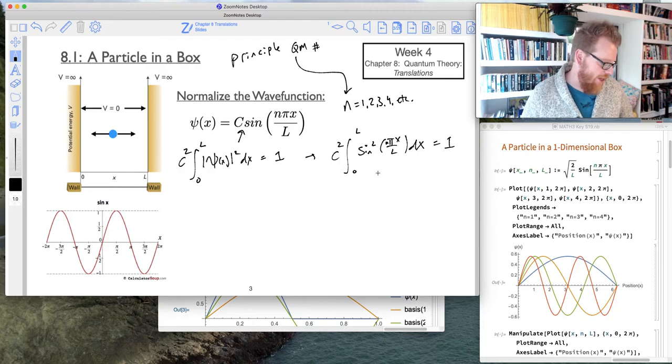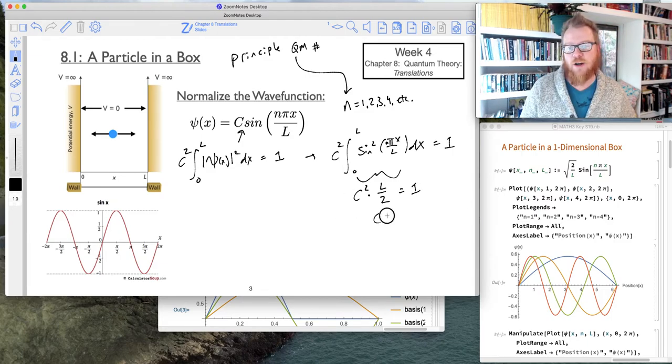And as it turns out, that has a standard solution. So the integral from 0 to L of sine squared n pi x over L is a very easy solution. So all of that is just equal to L divided by 2, that whole integral, all right? So then there's still c squared times that equals 1. And so now rearranging this for c, so multiply by 2 over L, take the square root. This becomes the square root of 2 divided by L.